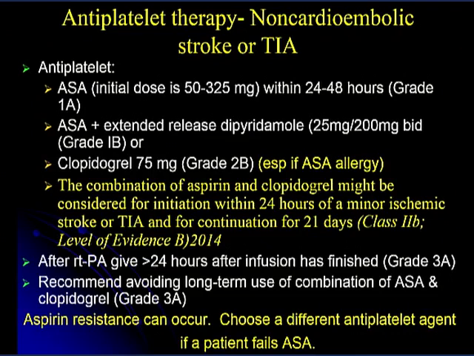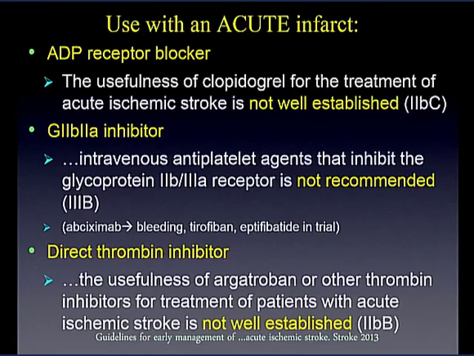and that's just the guidelines. Now remember that if the patient had been on aspirin before and they have their stroke, don't go back to aspirin. You're going to do something else. Choose a different antiplatelet agent because the patient may have some resistance to that. Now most people aren't doing this, but I'm just going to mention in the guidelines that using an ADP receptor blocker in the acute infarct, trying to reverse the stroke, is not well established. The GP2B3A inhibitors are also not recommended at this point.